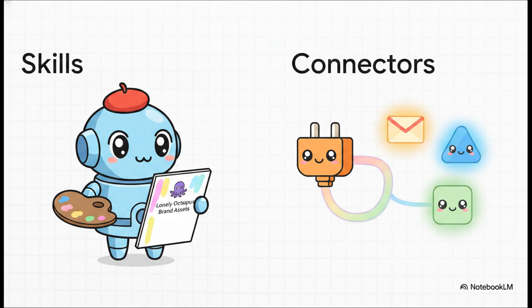Second, we have connectors. Connectors use something called the Model Context Protocol, or MCP, to seamlessly link your local agent directly to third-party software, like Gmail, Google Drive, and Microsoft 365.